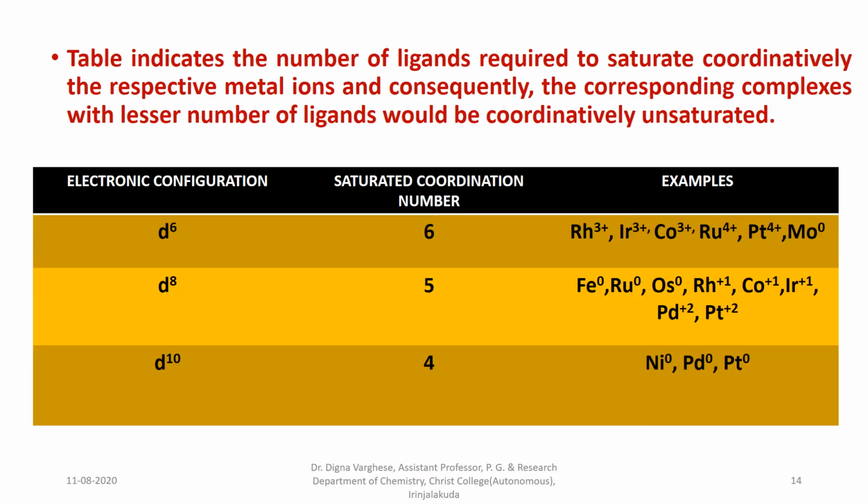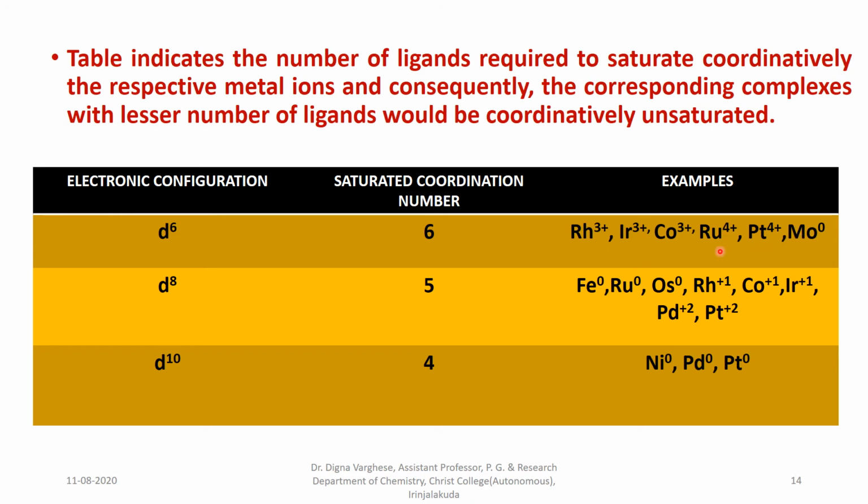Here a table shows the number of ligands required to saturate coordinatively the respective metal ions, and consequently the corresponding complexes with a lesser number of ligands would be coordinatively unsaturated. For the d6 electronic configuration, the saturated coordination number is 6. For example, rhodium 3+, Ir3+, Co3+, Ru4+, platinum 4+, molybdenum 0.